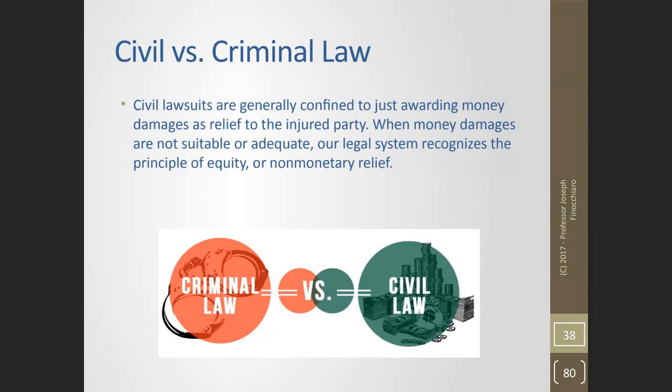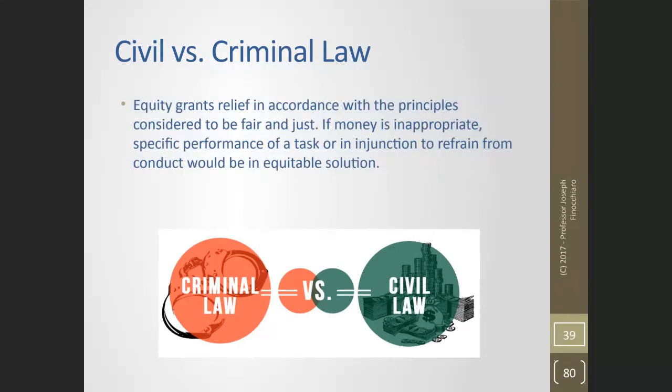When money damages are not suitable or adequate, the legal system recognizes the principle of equity, or non-monetary relief. Equity grants relief in accordance with the principles considered to be fair and just. If money is inappropriate, specific performance of a task or an injunction to refrain from conduct would be an equitable solution.